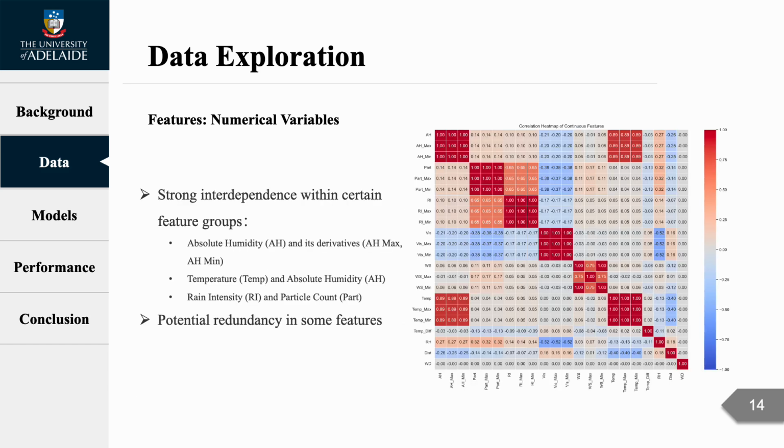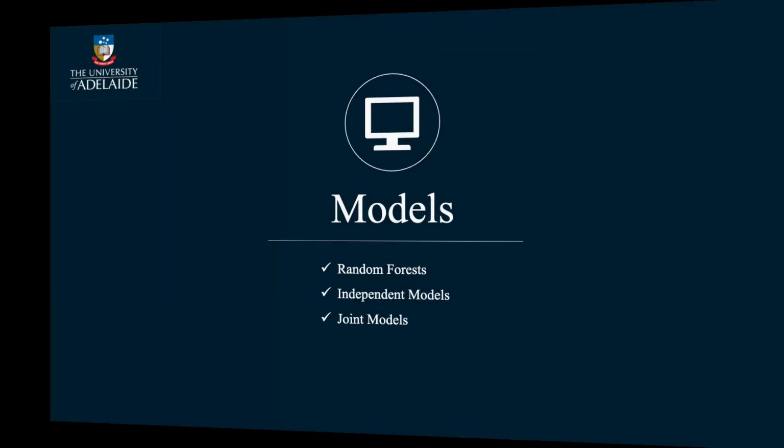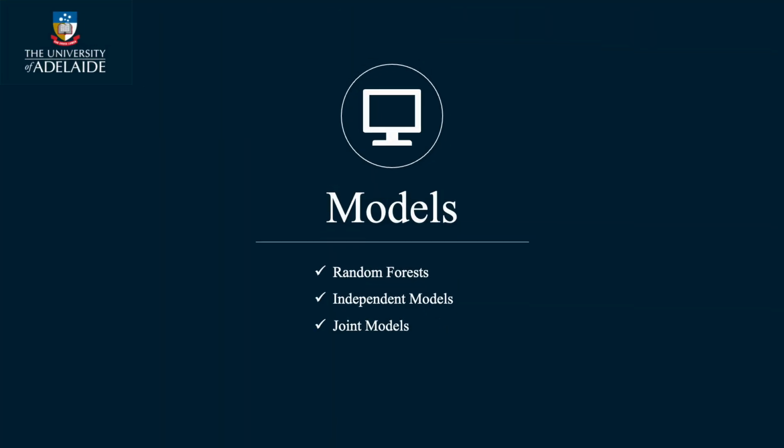For continuous features, if you look at the heat map on the right, you can see some strong correlations between them. All of this points to some redundancy in our features, suggesting we might need feature selection before we build our model. Now let's take a look at the models we constructed.